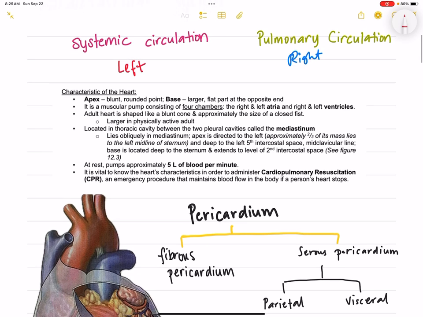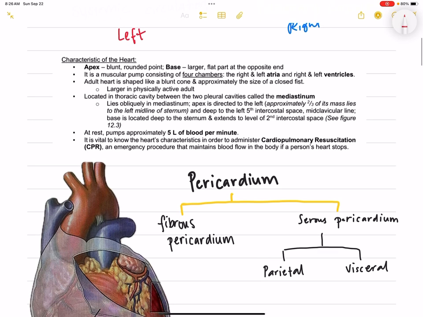So, at rest, aton heart ga-pump sang approximately 5 liters of blood per minute. So, vital tani nga mabalaan para mag-administer kita sang ginatawag nga CPR or ang cardiopulmonary resuscitation. Need tani mabalaan ang aton heart kay paano kita mag-perform sang CPR kung indi naton mabalaan kung diin located aton nga heart.